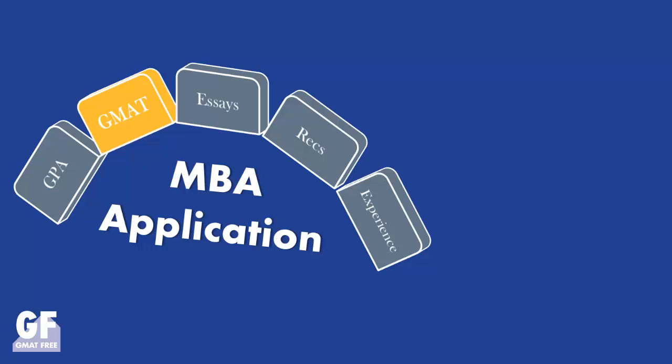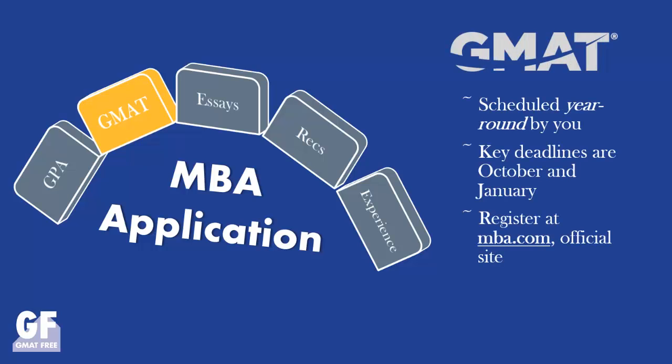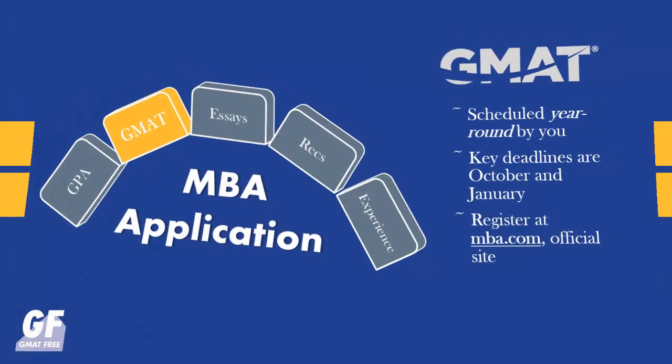Therefore, one of the easiest ways to bolster your application is to do well on the GMAT, which, unlike your GPA, is something that you can affect in the present. The GMAT can be taken year-round at your convenience. You can schedule it for any day that there is an open seat a testing center of your choice has. To schedule the test, you go to mba.com. Generally, all programs require that you take the GMAT before the dates of your admissions deadline for your application.